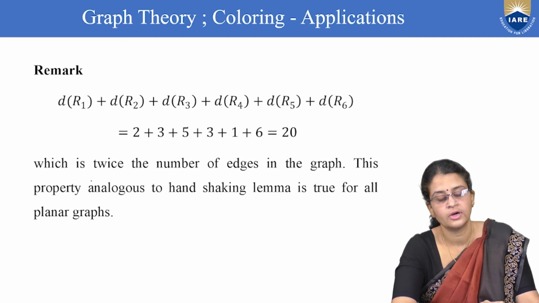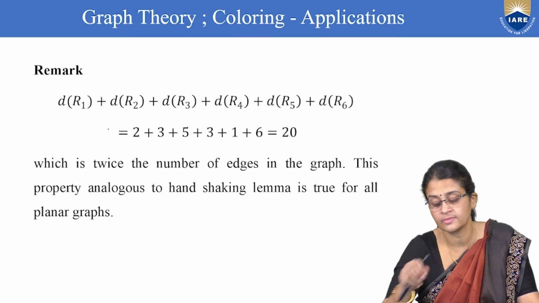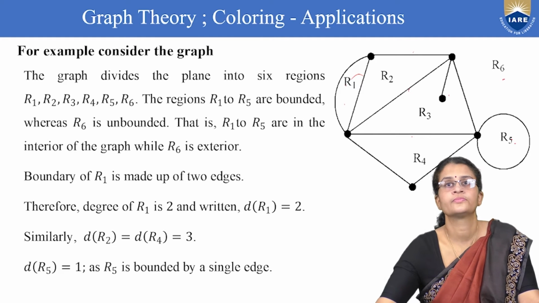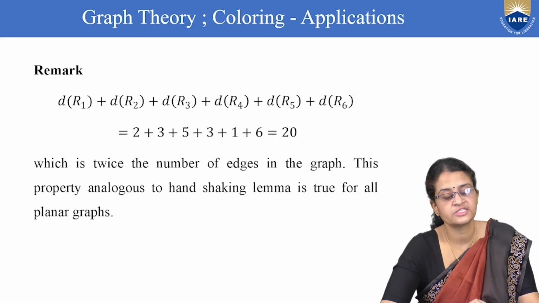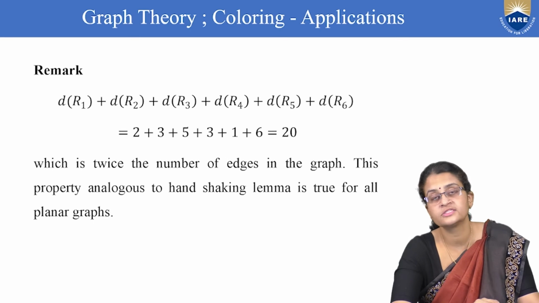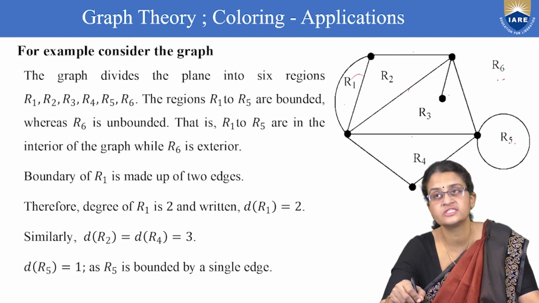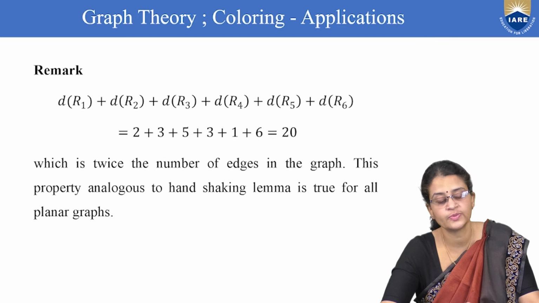Now consider the sum, and consider this remark. The sum of the degrees of the regions, degree of R1 plus degree of R2 plus degree of R3 plus R4 plus R5 plus R6. I forgot to tell here, the degree of region 6 is 1, 2, 3, 4, 5 and 6. The sum is equal to 20, which is twice the number of edges in the graph.